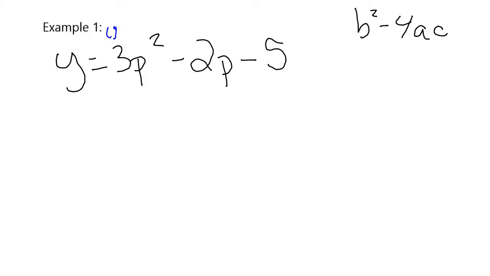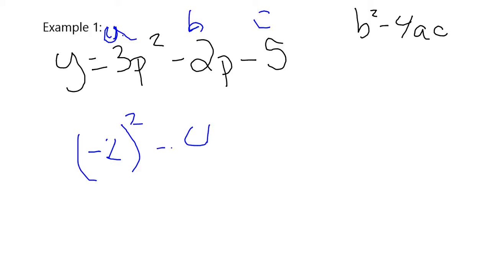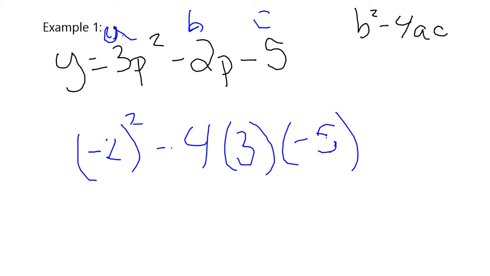So the coefficient 3 is a, negative 2 is b, and c is negative 5. So I'm going to take b, which is negative 2, we're going to square that, minus 4 times a times c. And we're going to go ahead and solve this.